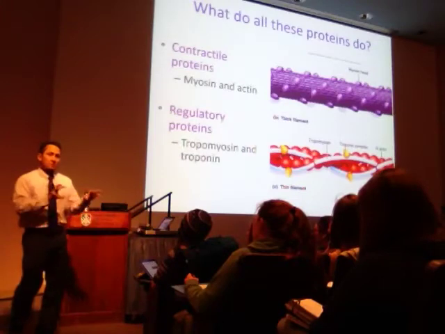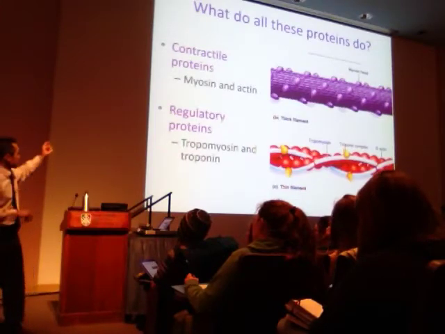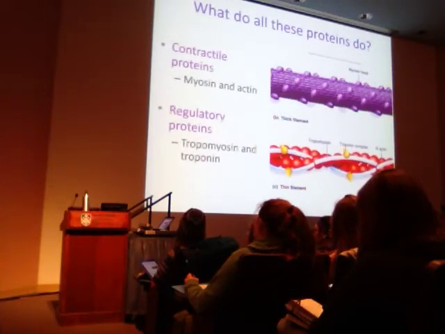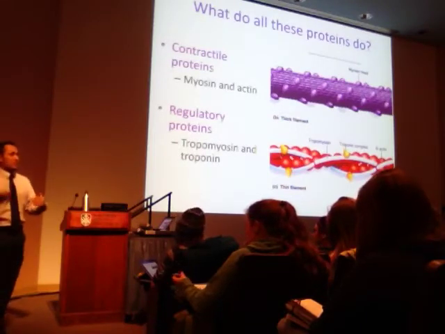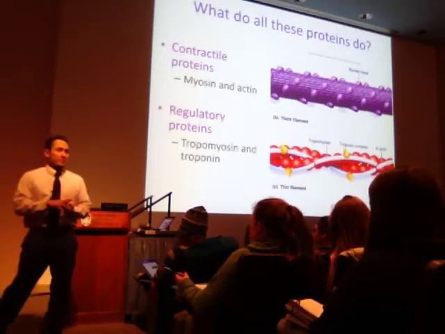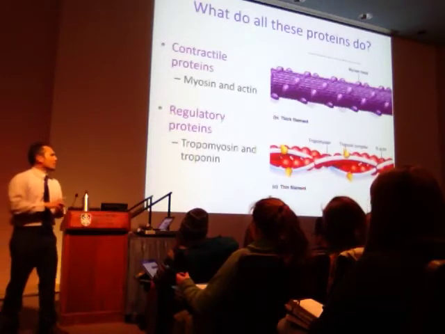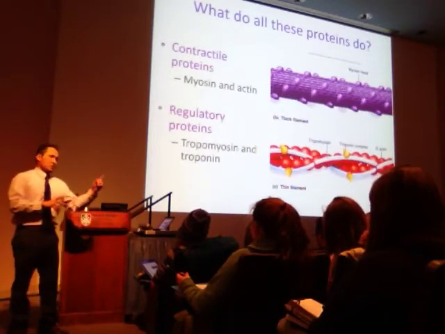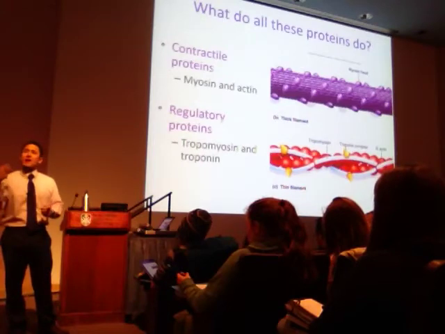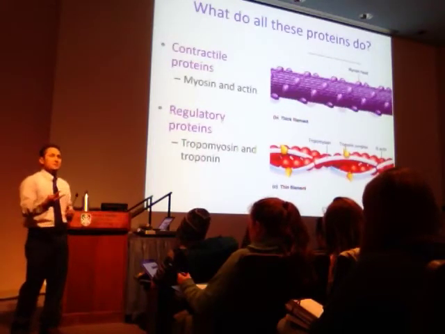So the proteins that are involved in active contraction are considered contractile proteins, and that would be myosin and actin. It would not be correct to say the thick and thin filament. Why? Because the thin filament has troponin and tropomyosin as well as actin.